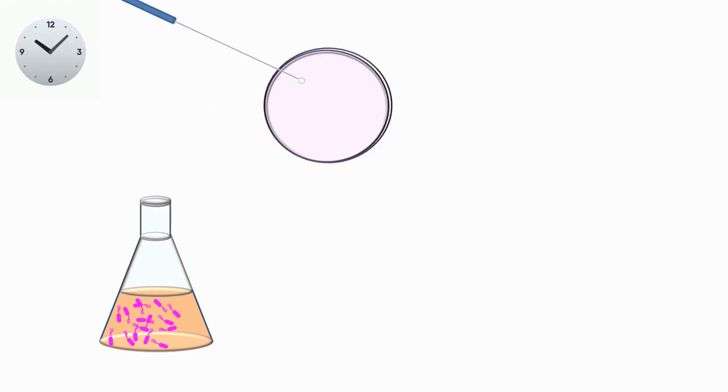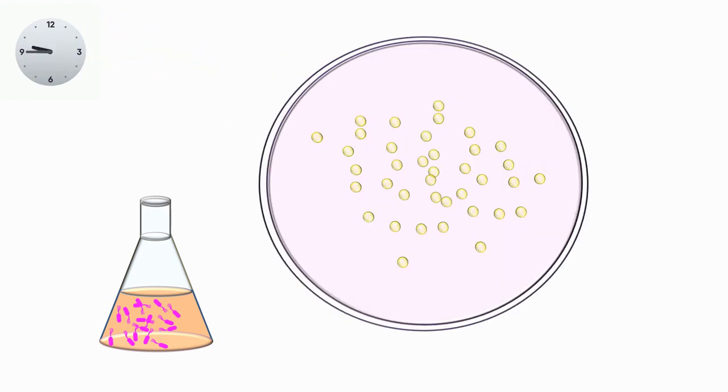The sample is then plated onto the solid medium. The colonies are counted after incubation to get the estimate of live bacterial cell count. Each colony on the plate represents one cell or colony forming unit from the original sample.